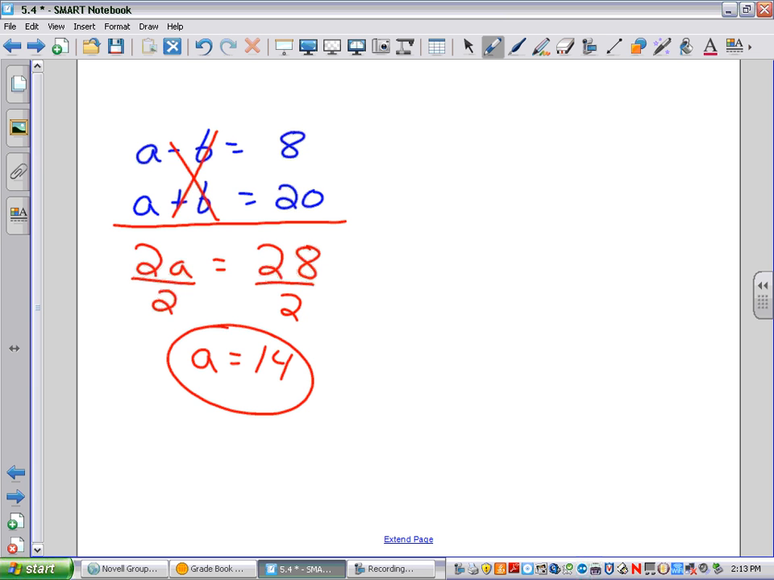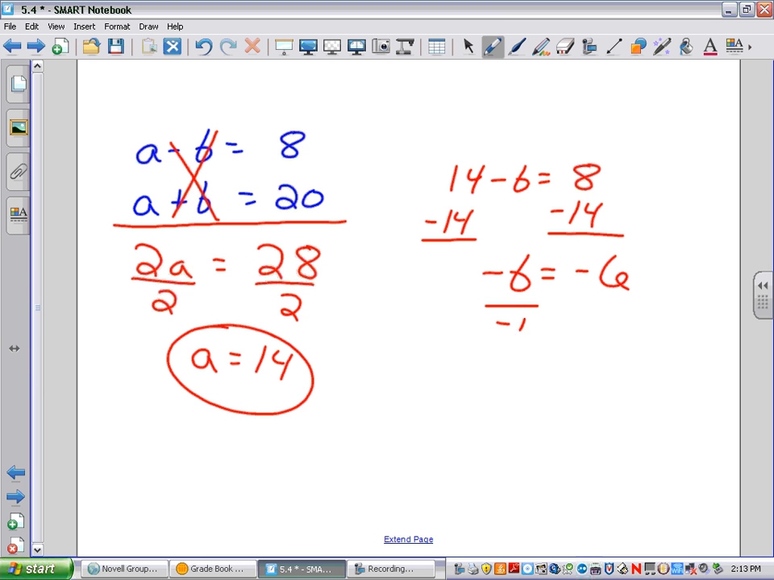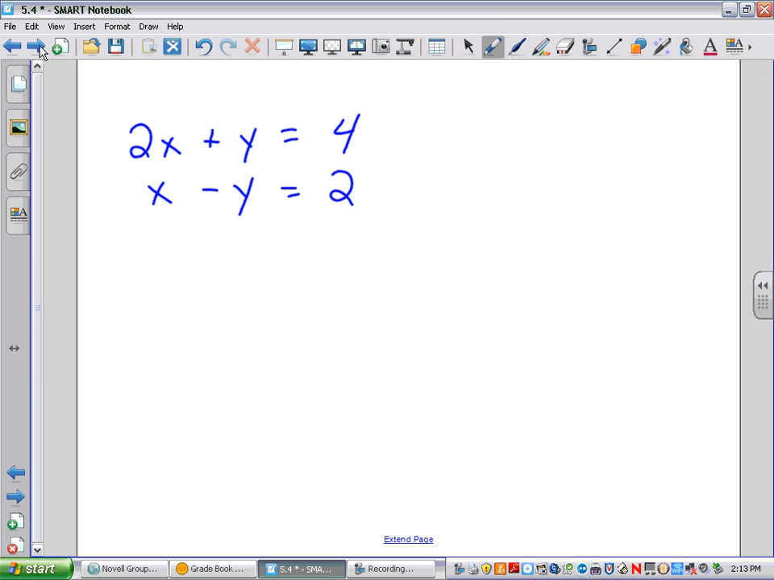The top one reads, 14 minus b is 8. I would solve that by subtracting 14, which gives me, be careful there, negative b equals negative 6. And watch your algebra here. You have to divide by negative 1. So b is positive 6. So watch your negative there. So A is 14, B is 6. And notice again, we're always getting two answers. Again, hit the pause button, and you guys work the third one out on your own.